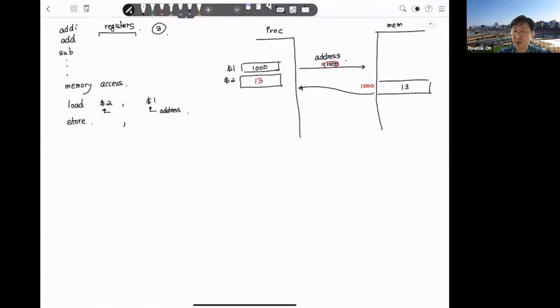So we use some immediate value, like 4. That means the address is $1's value plus 4. So we can give some constant value in the address. Here, the address will not be 1000, the address will be 1004. At that 1004, maybe the value 21 will be returned.